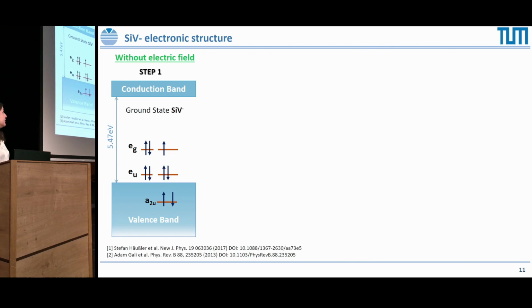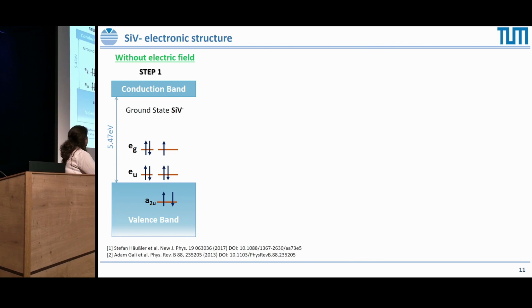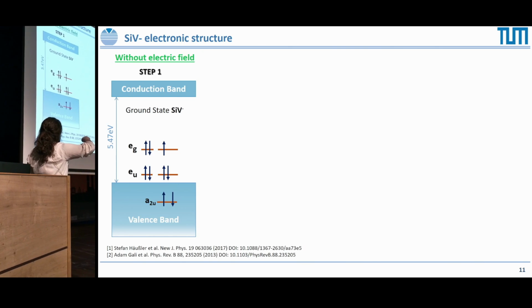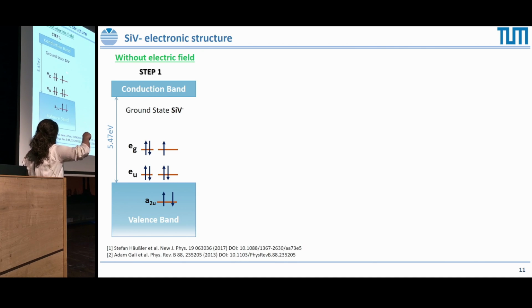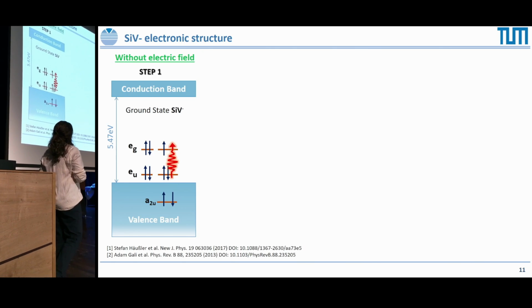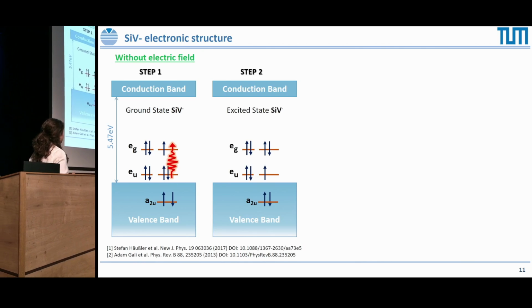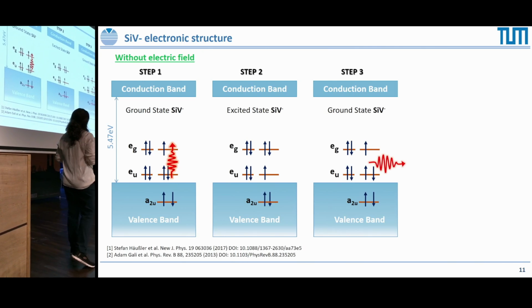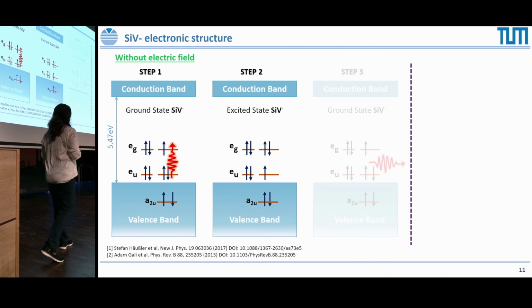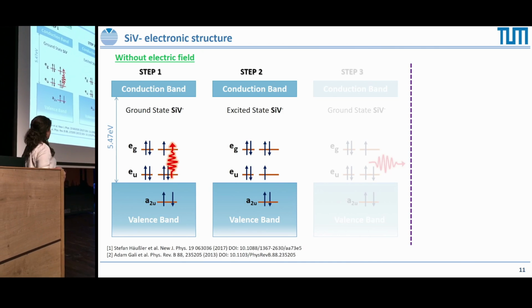So yes, this is the SiV band structure. In order to understand what's going on, I have plotted the valence band, the conduction band, and the four SiV states with all of their electrons. When everything is working fine, we come with our laser, we excite an electron from the ground into the excited state, then we end here, and then we get a photon out. Perfect.